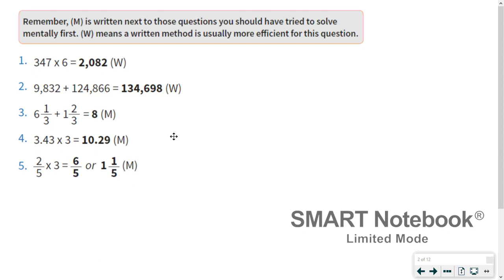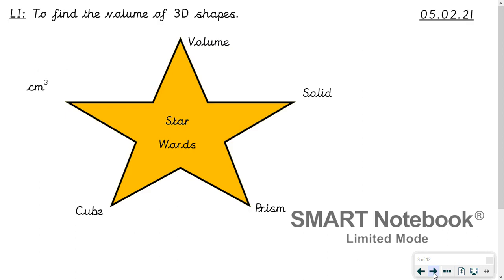You can change it to a mixed number, okay, because we know when we times by it, that's actually over 1, so we just times by the top. Perfect. Let's carry on. So today we're looking to find the volume of 3D shapes.